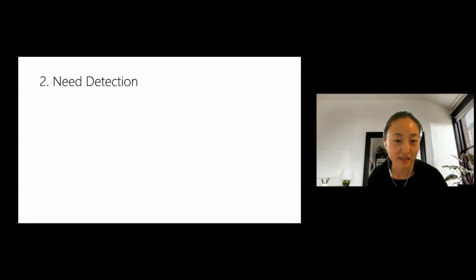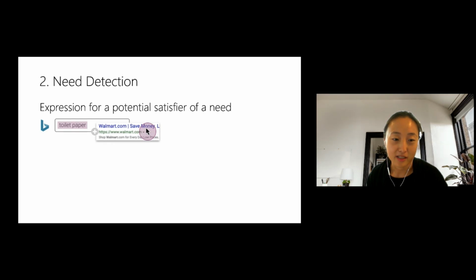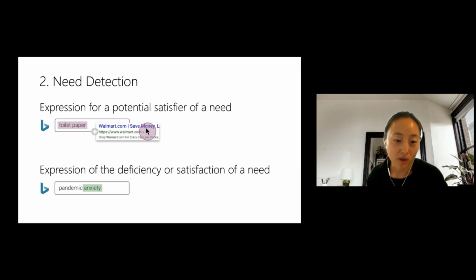So next, we extract these needs from search interactions. And a search interaction could be an expression of needs in multiple ways. It's a direct expression of a potential satisfier for that need. For example, a search query for toilet paper with a subsequent click on walmart.com could indicate a purchase intent that satisfies a physiological need.